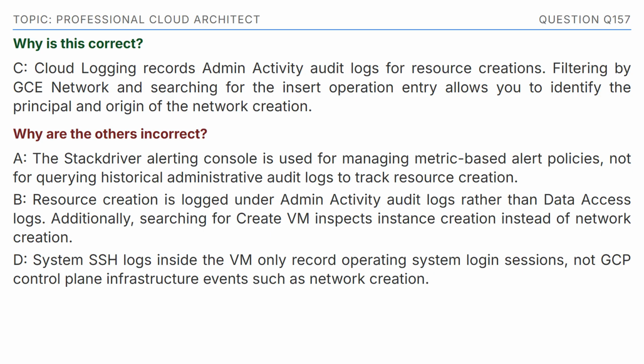A. The Stackdriver alerting console is used for managing metric-based alert policies, not for querying historical administrative audit logs to track resource creation. B. Resource creation is logged under admin activity audit logs rather than data access logs. Additionally, searching for Create VM inspects instance creation instead of network creation. D. System SSH logs inside the VM only record operating system login sessions, not GCP control plane infrastructure events such as network creation.